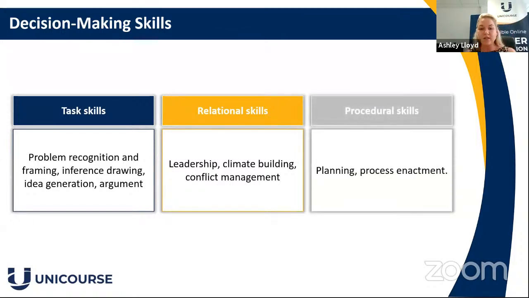So the procedural skills look at what you do once you've found that problem, the planning and process enactment. The process enactment is the starting point of a specific process. So it's about turning that vision of what you're going to do into action.